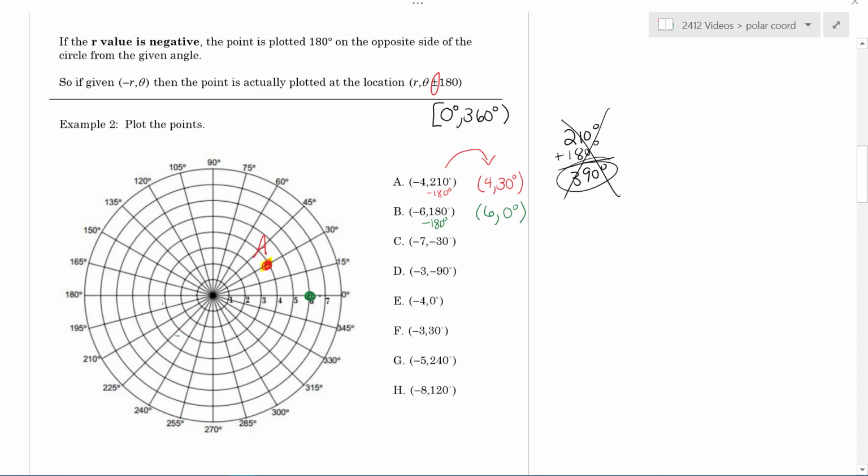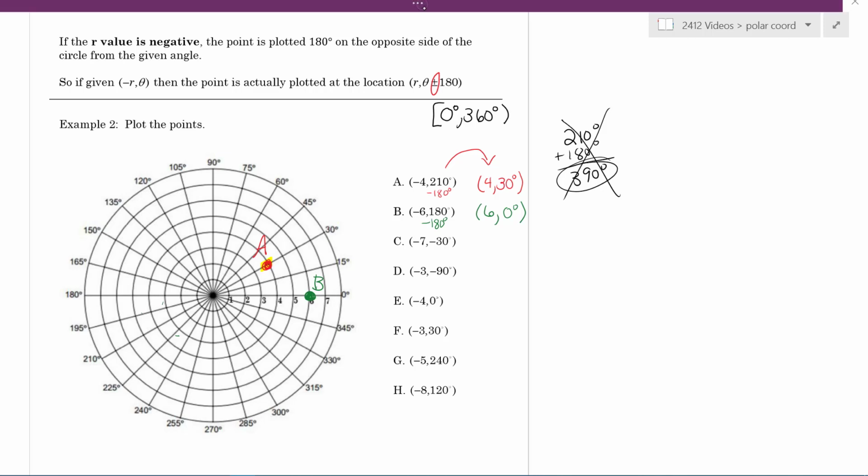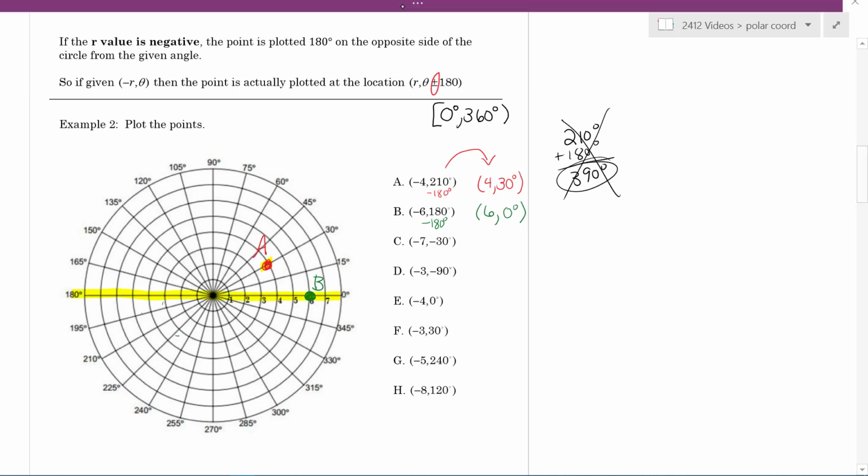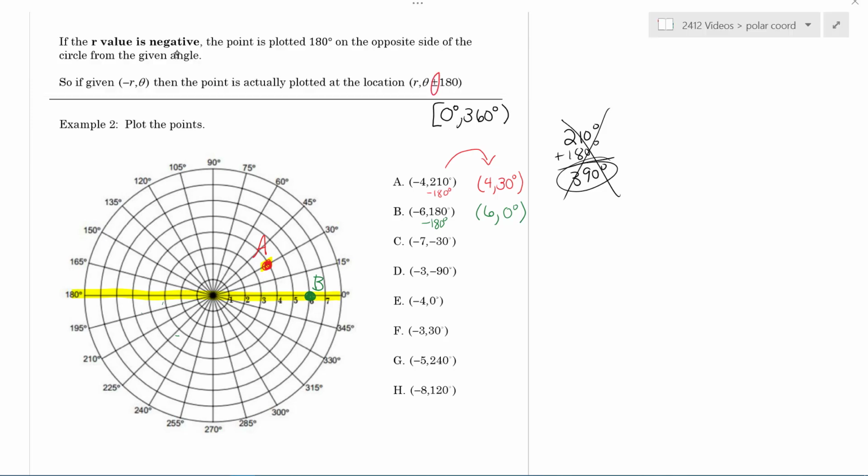So this point is plotted right there. So there's my point B. Okay, so once again, if you were to have plotted your point at 6, 180, so if you were to plot your point here, that would be incorrect. You'd be 180 degrees in the wrong direction.